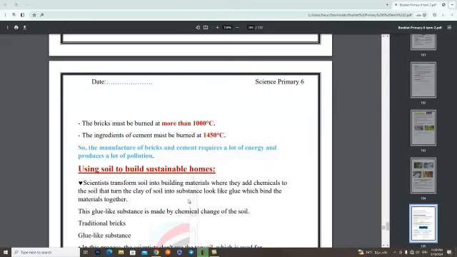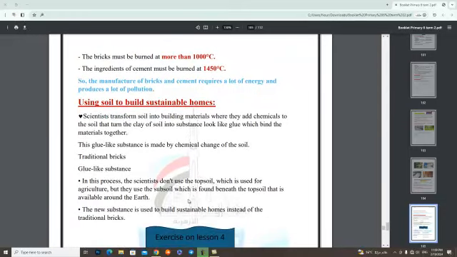Using soil to build sustainable homes, scientists transform soil into building materials where they add chemicals to the soil that turn the clay soil into a substance like glue, which binds the materials together. This glue-like substance is made by chemical change of the soil.